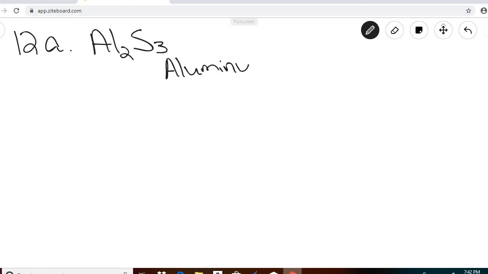Okay, number 12 is 4 parts to name the following compounds. So 12A is Al2S3. Okay, so when you look at that, first of all, you should recognize that it's ionic. And so the way that we name ionic compounds, name the first element, and the second one gets the ending "ide." So aluminum sulfide.